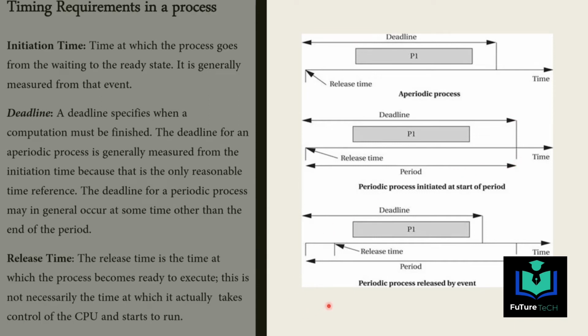And the third one, you can see the release time. In the periodic process, the release time happens after the initiation time. That means after waiting to the ready state, the ready state enters the execution phase. That is the time for the periodic process. The initiation time as well as the release time together come inside the periodic process. The deadline along with the period is measured in the periodic process. The deadline alone is measured in the aperiodic process.